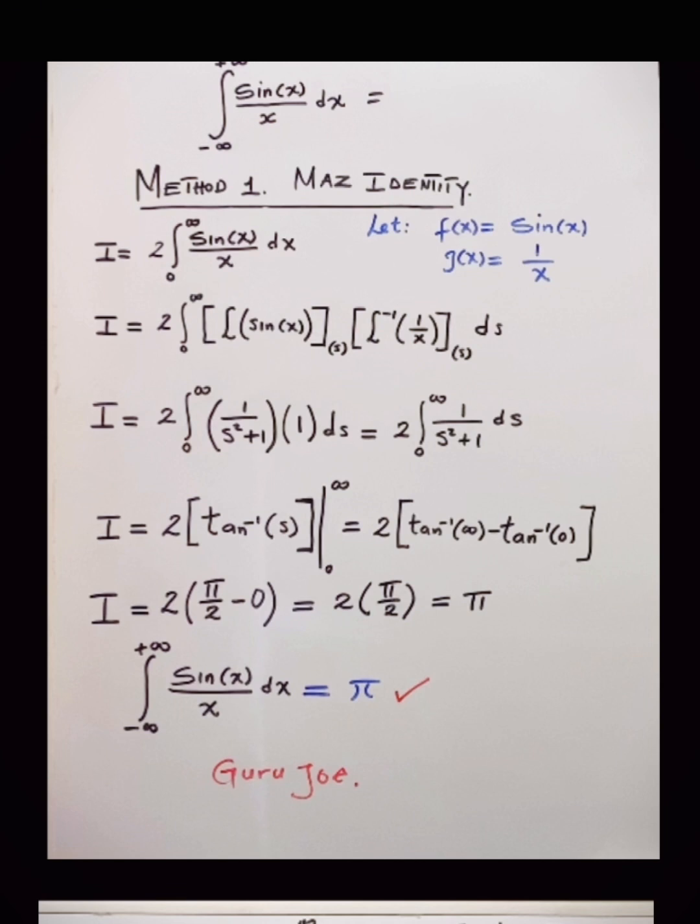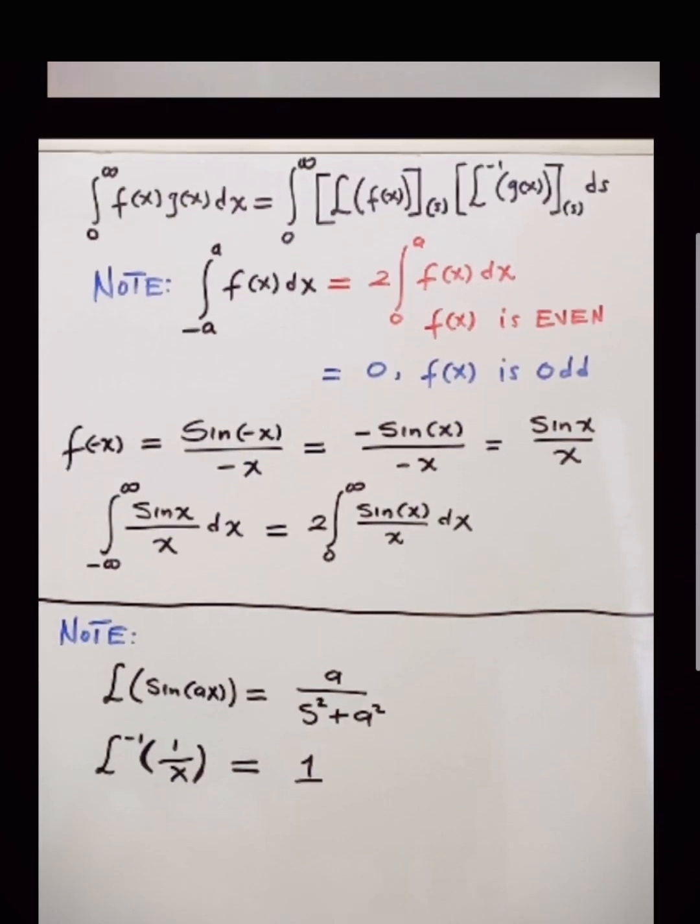So our question, and the first method is the MAZ identity. So let's visit the MAZ identity. The MAZ identity states the integral from 0 to infinity of f of x times g of x dx is equal to the integral from 0 to infinity of the Laplace transform of f of x times the inverse Laplace transform of g of x ds, or in the s-world. That's why you see the subscript s and the subscript s.